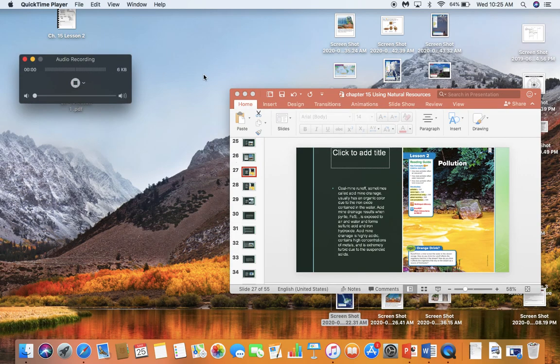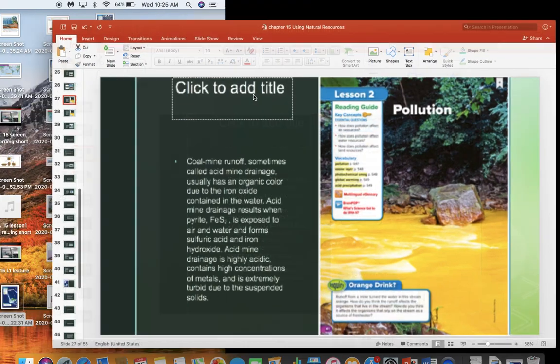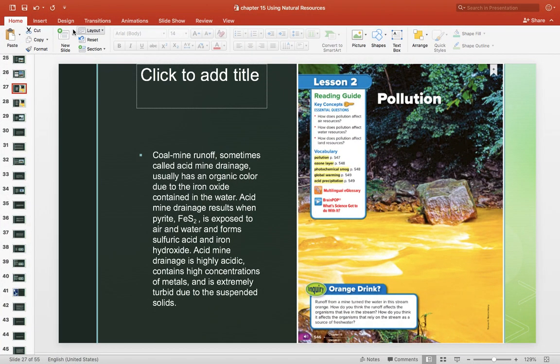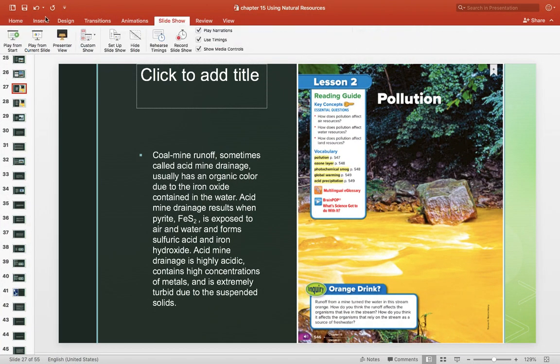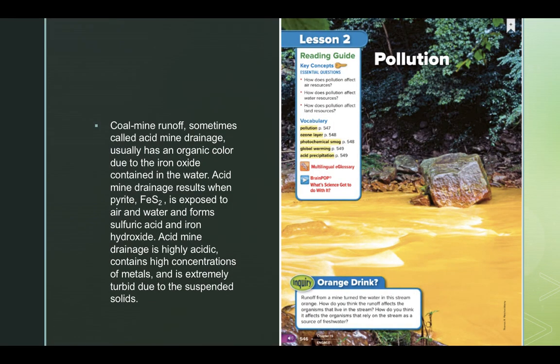Good morning, guys. We are going to start chapter 15, lesson 2 today. And let's look at this pollution. So, you need to take your textbook out, and we are on page 546. This is chapter 15, lesson 2. Let's look at this picture.